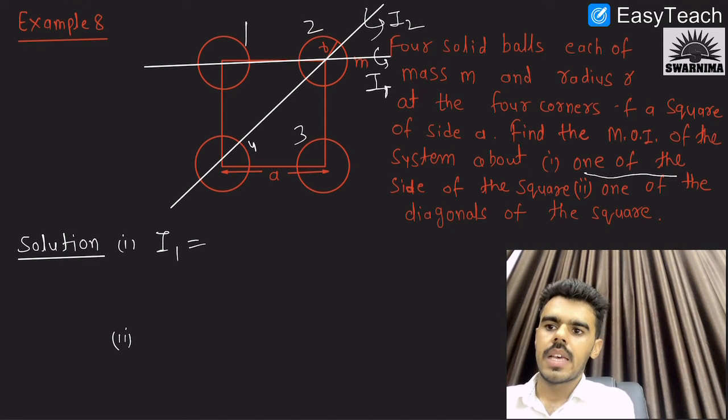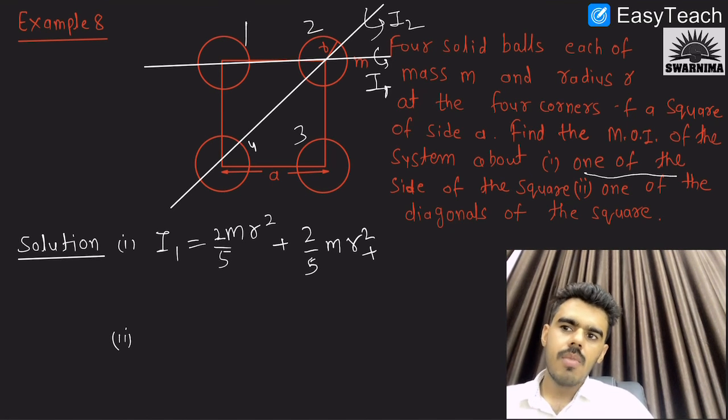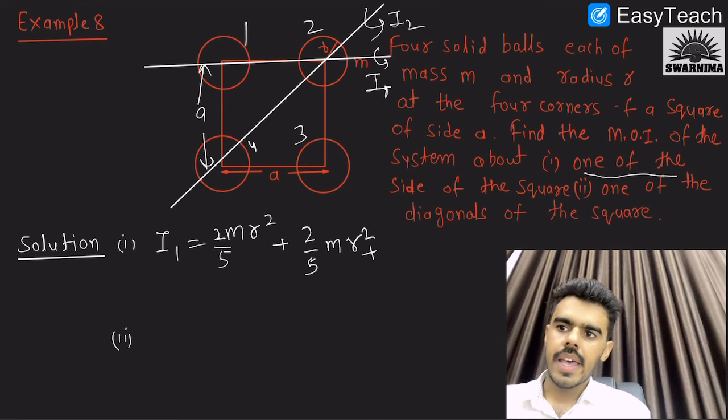So due to the first solid ball, the moment of inertia becomes 2 by 5 mr square. Due to the second ball, 2 by 5 mr square. Now if we talk about balls number 3 and 4, balls 3 and 4 are at a distance far from the axis through the center of these balls.